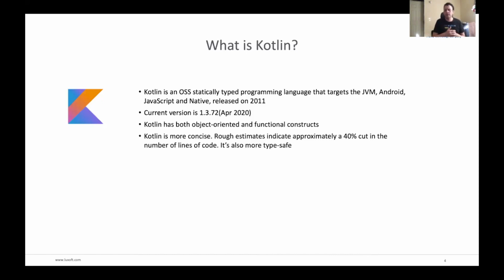The version as of April 2020 is 1.3.72. Kotlin has another very powerful feature: it supports and is very friendly with both programming paradigms, object-oriented programming and functional programming. Something else that is very good about Kotlin, which we can explore and use a lot, is that Kotlin is more concise. In comparisons between Kotlin and Java, we can basically cut 30% of the lines from Java by using Kotlin.